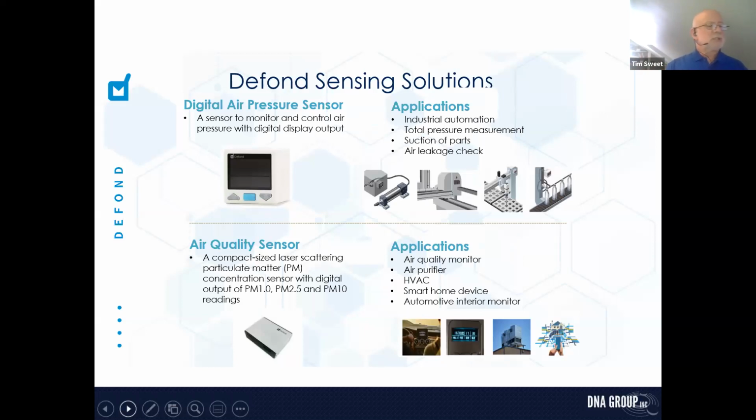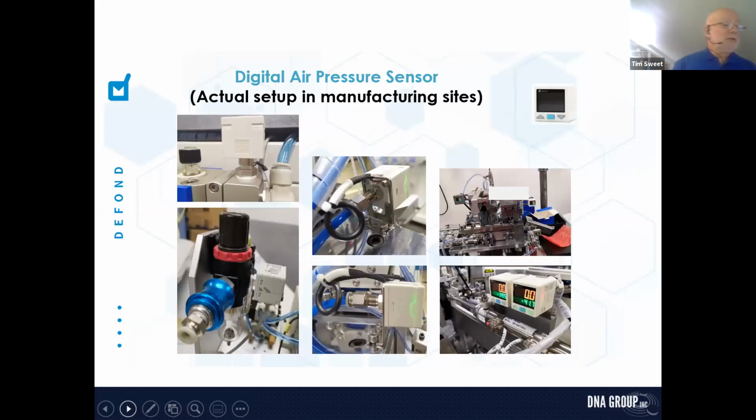Air or gas sensing devices are split into 2 types: air pressure and air quality. Air pressure is used mainly in a motion or a position sensor in a conventional pneumatic control system. The air quality sensor, on the other hand, is measuring particulate matter down to the micrometer level using laser technology. To give you an idea, here's a look at the air pressure sensor in a couple of typical applications. Pretty industrial.